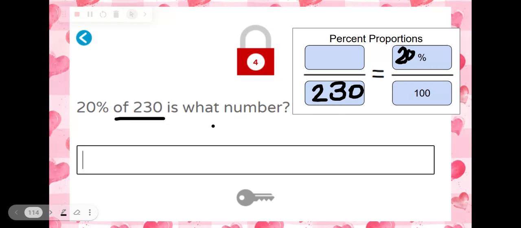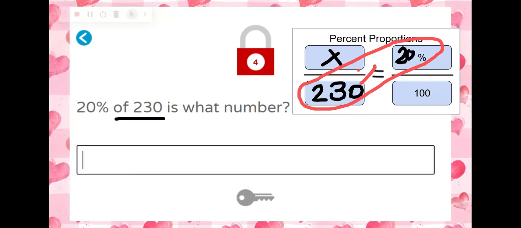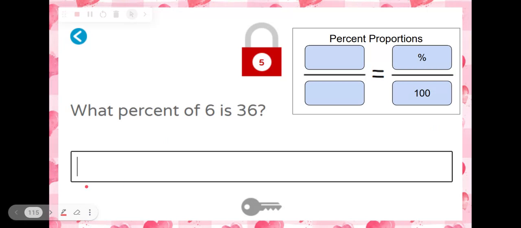So I know this is going to be my of, which means this is my whole. If I have something out of 230, that's my total. We are looking for the part this time. Complete your butterfly in Desmos. 230 times 20 divided by 100. I know I'm going really fast, but like I say in all my videos, you can always rewind or pause this and watch it again.